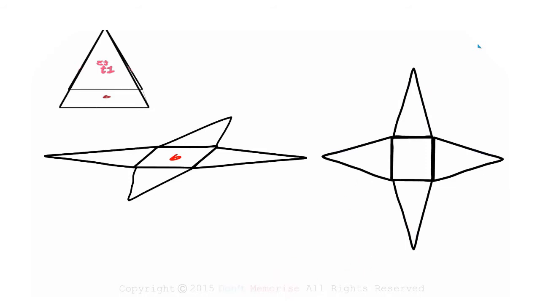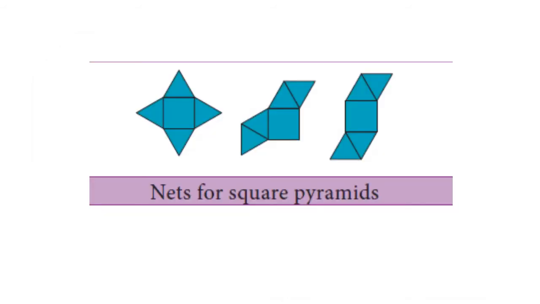For this square pyramid also we can draw in many ways. Here are some more examples, some more nets of the square pyramid. You can draw it like this also. But whenever you draw a net of any 3D shape, you should draw the base first, the bottom part first.